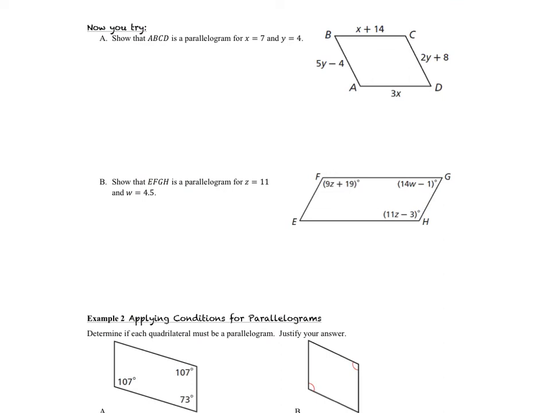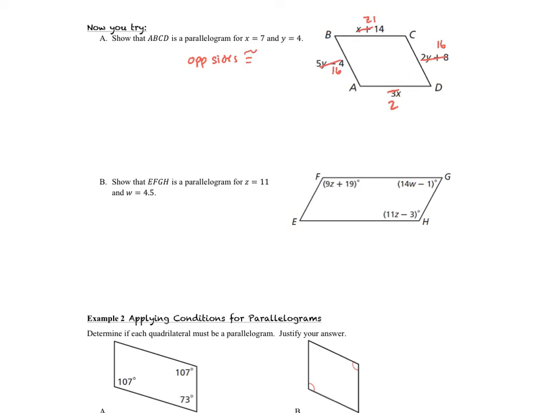So for the now you try, plug in 7 and 4. So when I do that, I get 21 here, get 21 there, plug in 4 here and I get 16, plug in 4 here, I get 16. So the opposite sides are congruent. So this is a parallelogram.